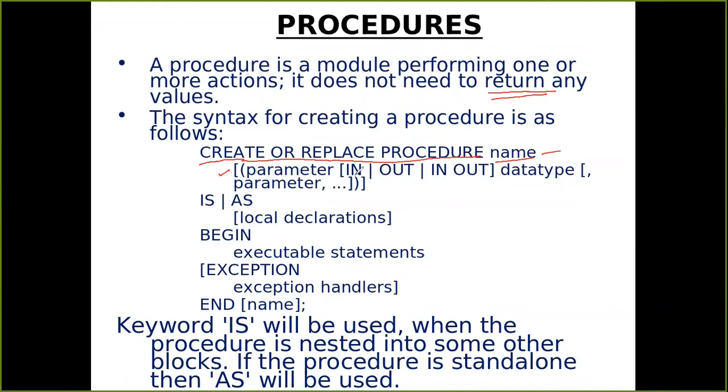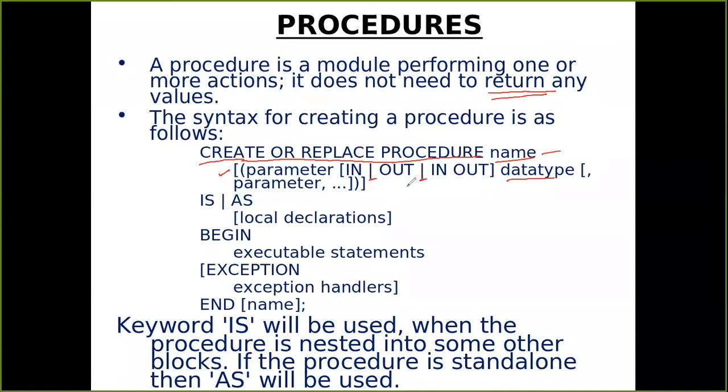Then for each parameter, there are again the keywords IN, OUT, and IN OUT. This means you have to specify either IN or OUT or IN OUT. You can use any value out of these three. Then followed by the data type of the parameter, then comma, second parameter. Same steps will be followed. So you have to specify three elements: the name of the parameter, one out of IN, OUT, or IN OUT, and third, the data type. Next, you can specify as many parameters as you want.